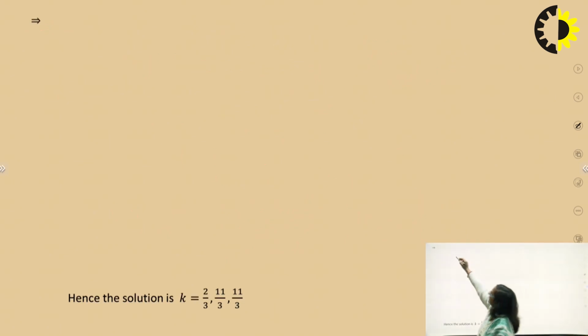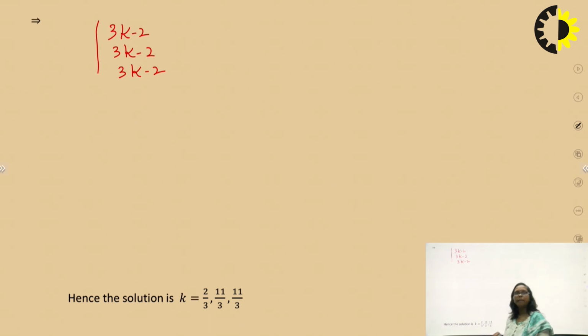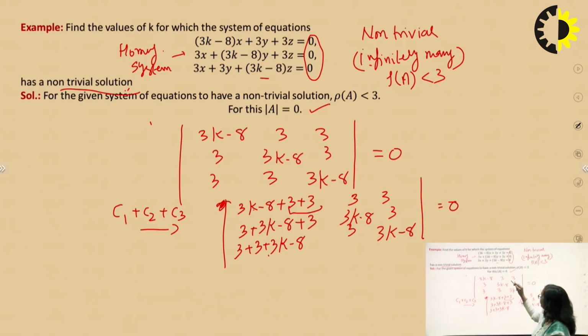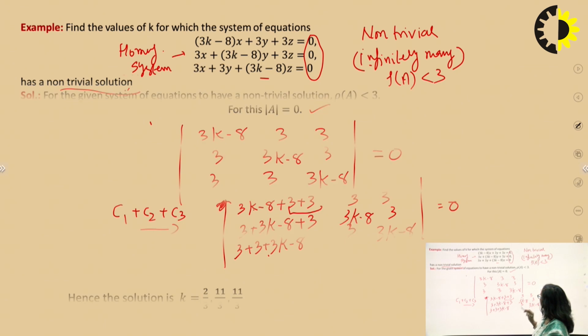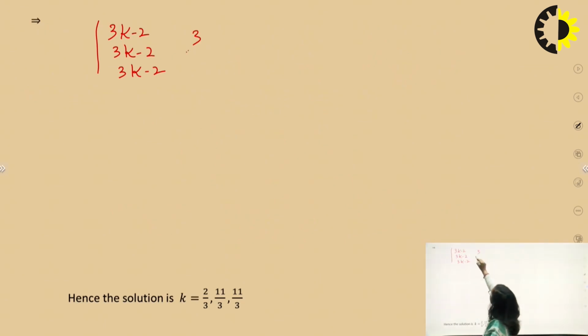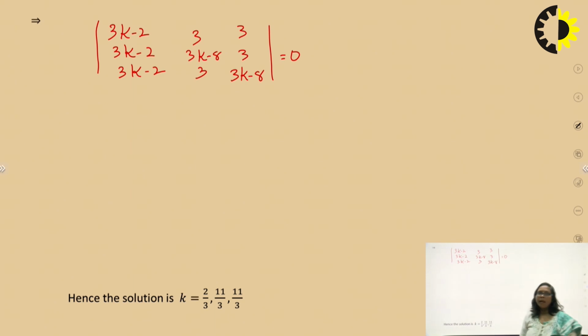So I write down that this is 3k minus 2, 3k minus 2, 3k minus 2, the first row elements. What about the next row? It's 3k minus 8, 3, 3k minus 8, 3, and this is also 3, 3 and 3k minus 8, and I put this equal to 0.